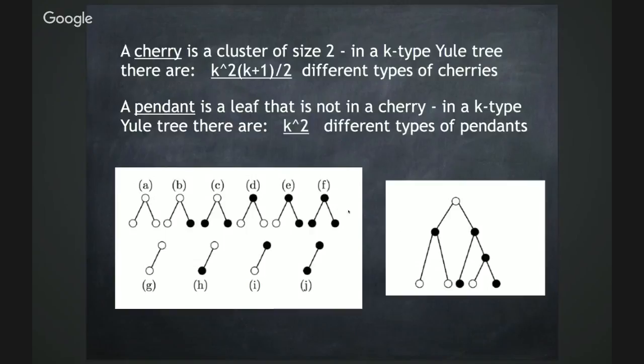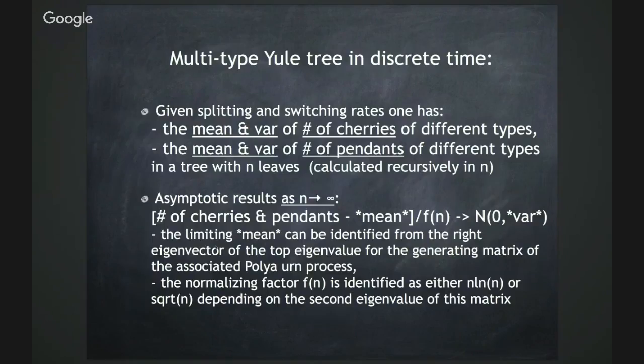And once one puts types in, in this case I've given a full listing of what happens when you have two different types in the tree, but one has clearly a certain combinatorial number of different types of cherries and k-squared different types of pendants. And then one can look at the statistics on these numbers and see whether this actually reflects the process that gave rise to the tree in a useful way. So that was our goal here in the next set of results: first of all, given these multi-type Yule trees, can one calculate the laws, or the mean and variance, of the number of cherries of different types and the mean and variance of the number of pendants of different types.